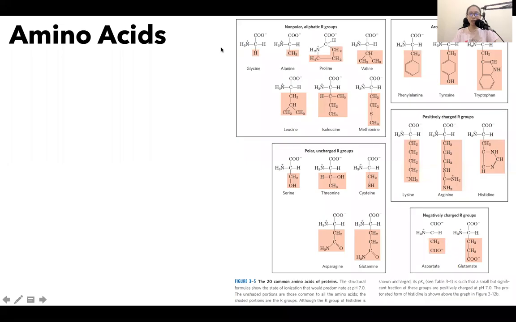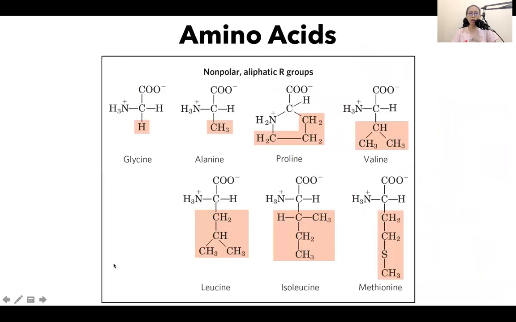The 20 amino acids can actually be grouped according to the properties of their side chains or R groups. So this property is mainly if they are polar or nonpolar, if they are positively charged or negatively charged. For the nonpolar amino acids, these are amino acids whose side chains are mainly composed of carbon chains.